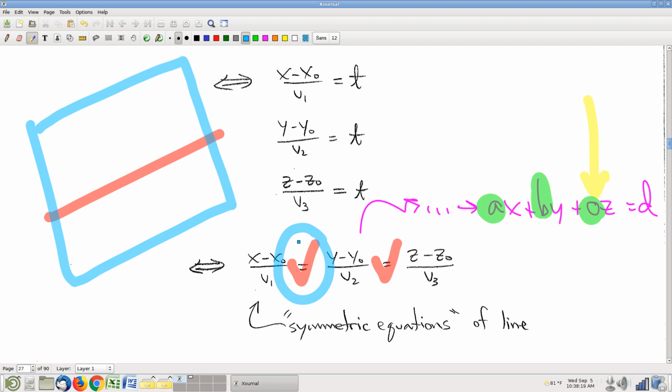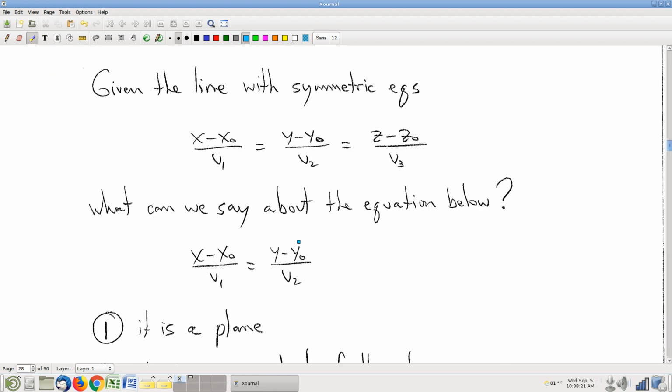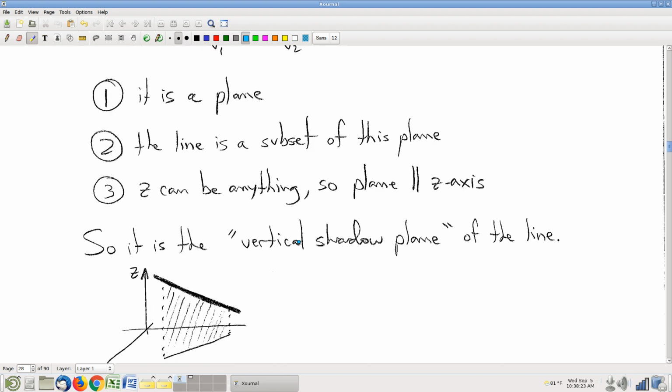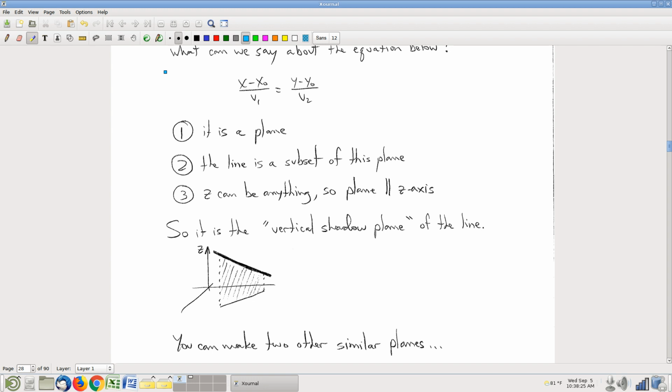Okay. So this is the argument I have on the next page here, and so we see that this is a plane that contains the line and is parallel to the z-axis. So it is what I like to call the vertical shadow of that line. Everybody see how that works?